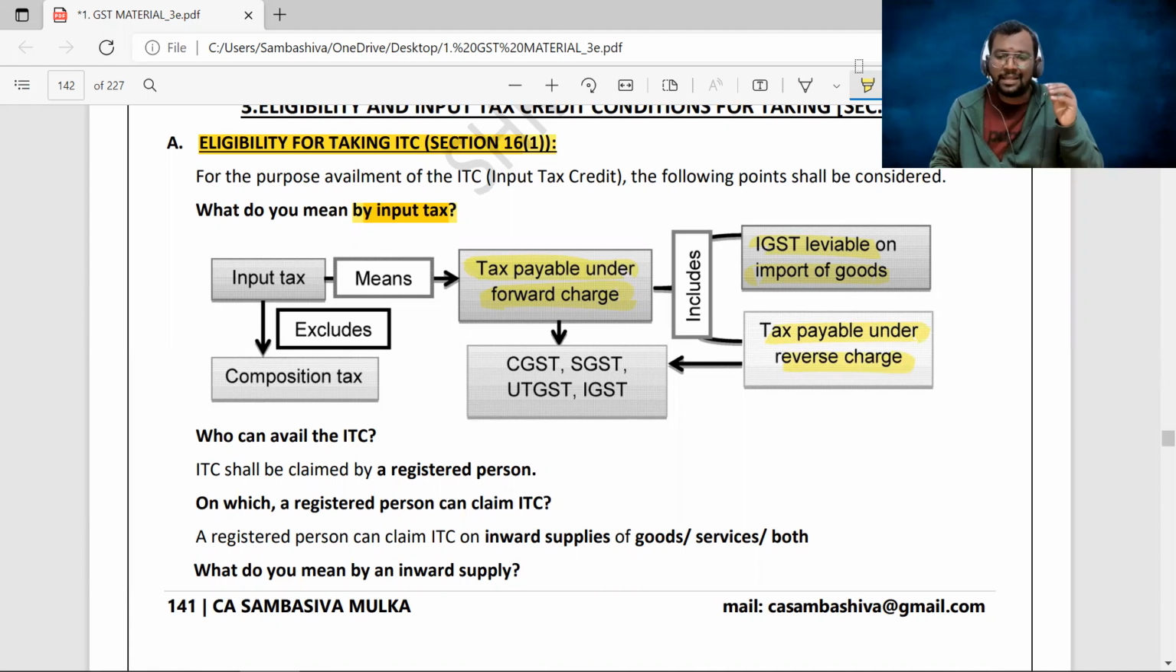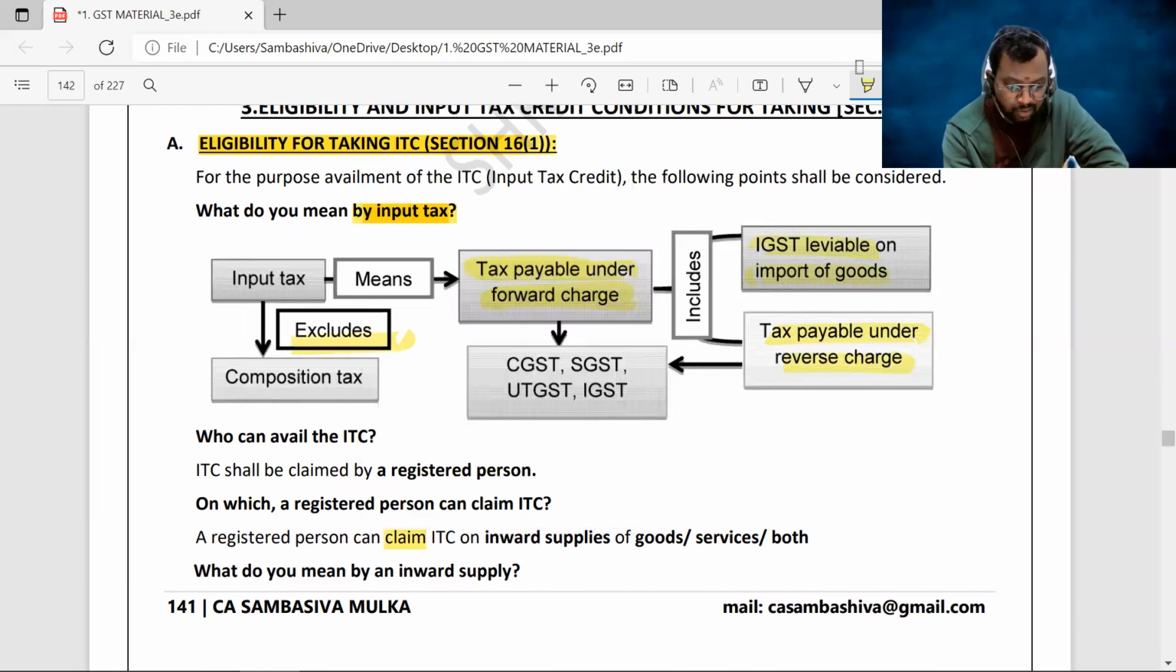Whether you are paying the tax under forward charge mechanism or reverse charge mechanism doesn't matter. It is covered in the definition of input taxes. Are you following, sir? So any CGST, SGST, UTGST, IGST paid under forward charge mechanism, also any IGST paid in the case of import of goods, also any taxes paid under reverse charge mechanism, all these come under input taxes, but we have one exclusion: it excludes composition tax, means tax paid by the composition taxpayer.